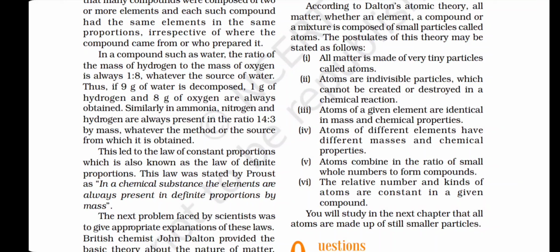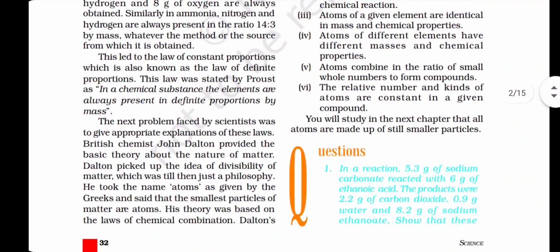So this led to the law of constant proportion, which is also known as the law of definite proportion. This law states that in a chemical substance, the elements are always present in a definite proportion by mass. You have to remember this law. The next problem faced by the scientists was to give an appropriate explanation of this law, which they couldn't.